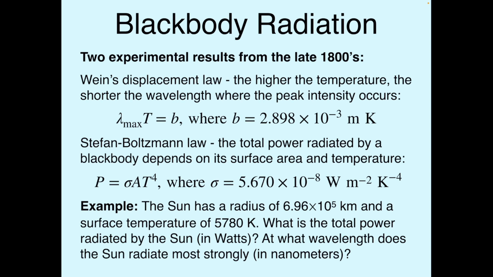So here we have the sun. The sun has a radius of 6.96 × 10^5 kilometers, and it has a surface temperature of 5,780 Kelvin. Question is, what is the total power radiated by the sun in units of watts? And then at what wavelength does the sun radiate the most strongly? We're going to give that wavelength in nanometers.